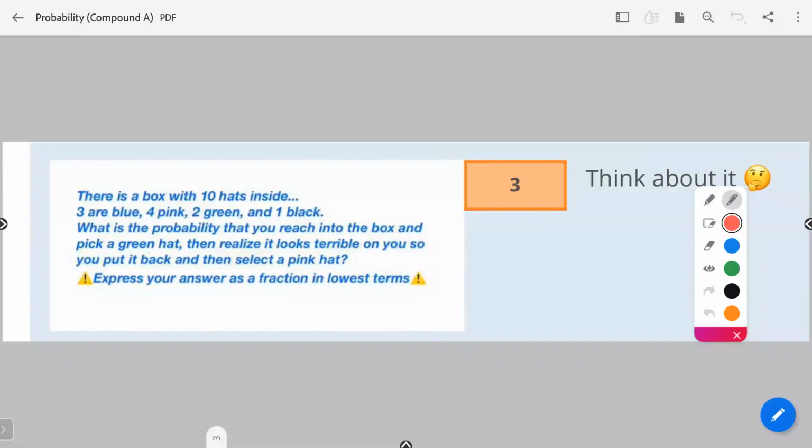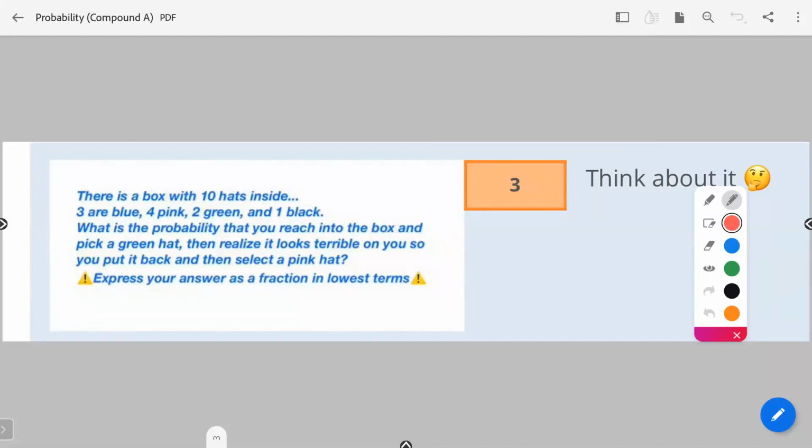Again, we are talking compound probability, and again, I'm going to the problem with the hats in the box, except we're going to present a different scenario right now. When I read this, what's happening is you are going into this box and picking out a green hat, you put it on your head, you look in the mirror, and you're like, oh my goodness, I look terrible. So then you take the green hat, you throw it back in the box, and then you reach for the hat that you're going to choose, which is the pink hat. You want to know what's the probability of this happening.